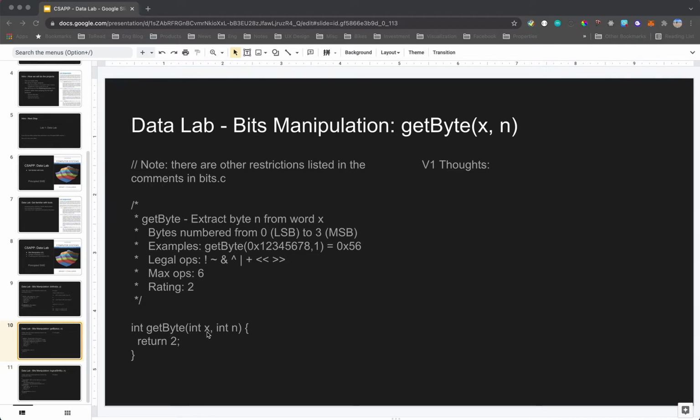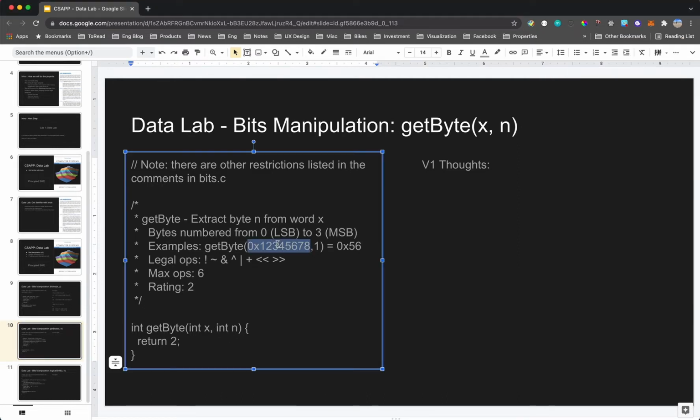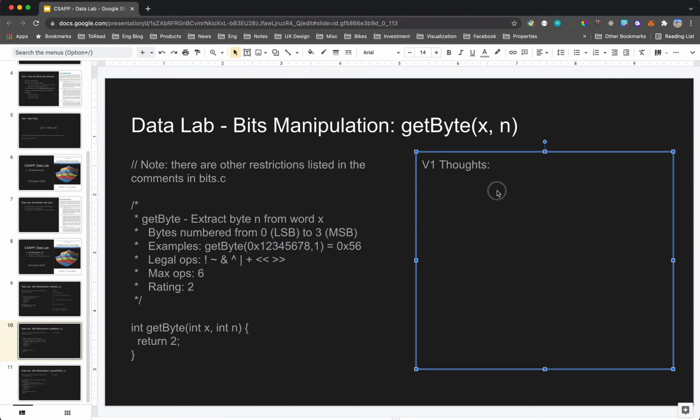The function takes two inputs. The first is x, an integer, which we can always assume is a 32 bits integer. Then the second one is n, and n can range from 0 to 3. N basically means the particular byte we want to extract out of the x at position n. Let's take the same example here to further explain this.